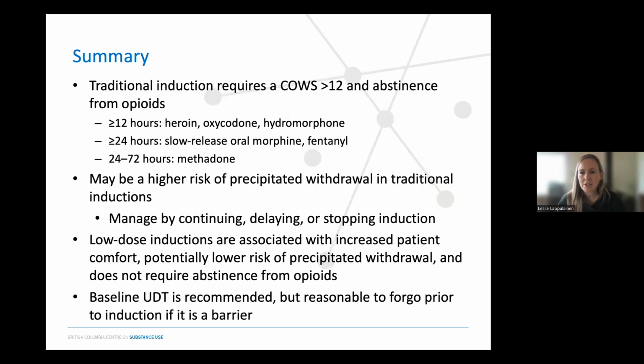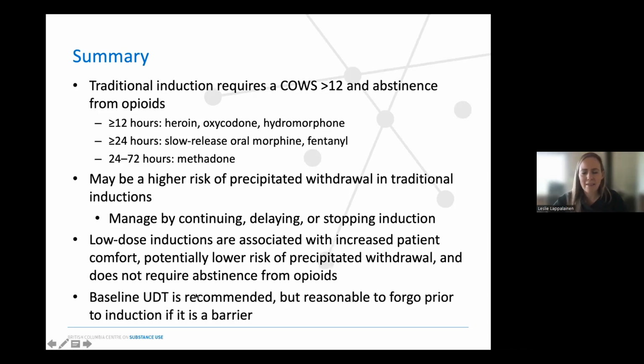So traditional inductions require a period of abstinence from opiates prior to initiating it. So generally 12 hours if they're using short-acting opiates, things like hydromorphone, morphine, oxycodone. With fentanyl, the general recommendation is at least 24 hours of abstinence. And then you want to see that their COWS score is at least 12. With long-acting opiates, slow-release oral morphine or methadone, with methadone in particular, you're going to want to wait several days prior to initiating buprenorphine, naloxone.